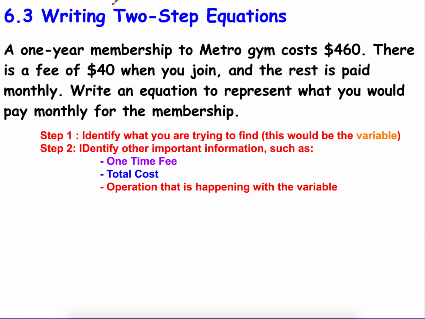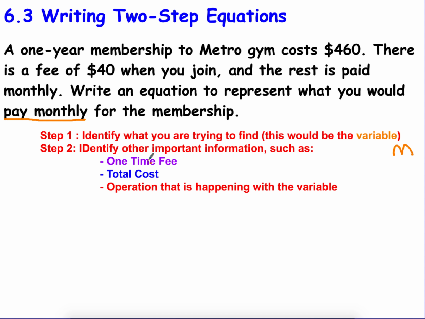Now, in this particular problem, what I'm trying to find is how much they pay per month. We can see that in the problem because that's normally my question: to represent what you would pay monthly. So that is going to be my variable. I'm going to use M for my variable in this particular problem. So now I know my variable is M, my monthly fee. That's the first thing we figured out.